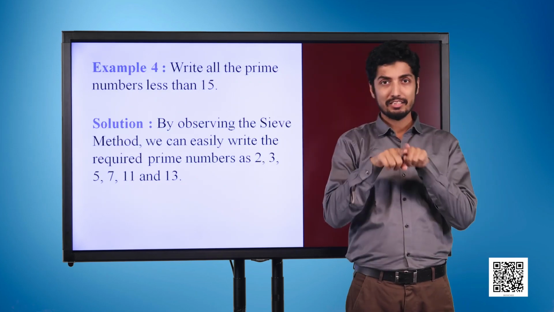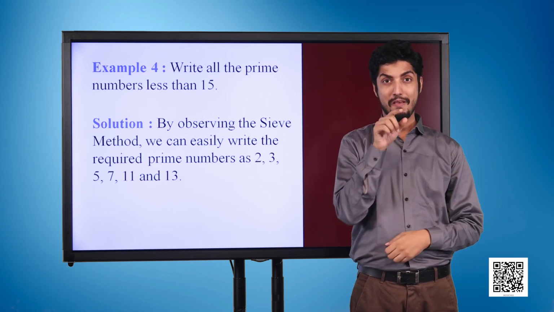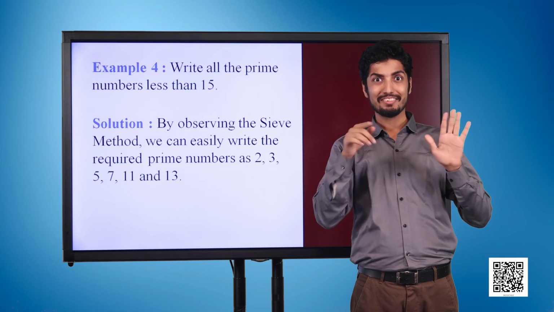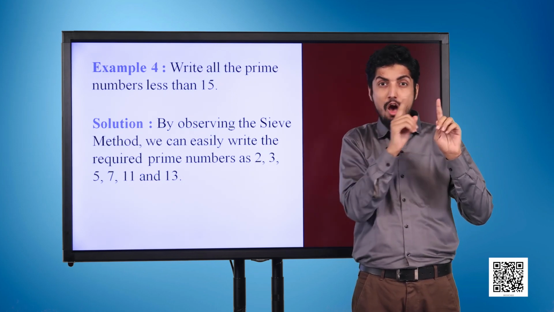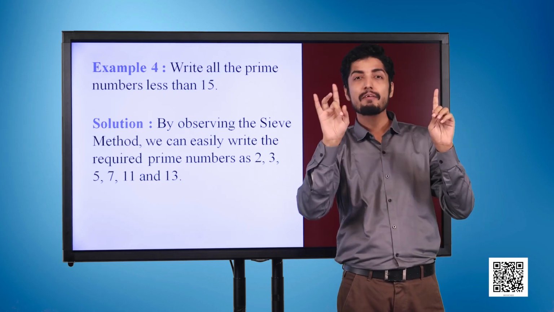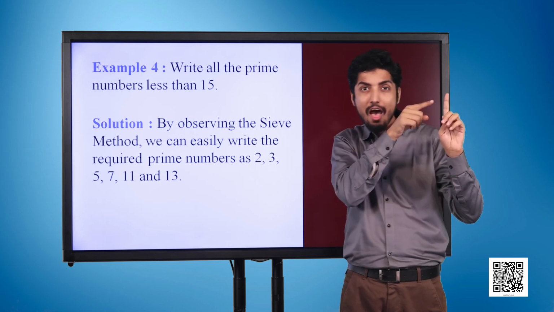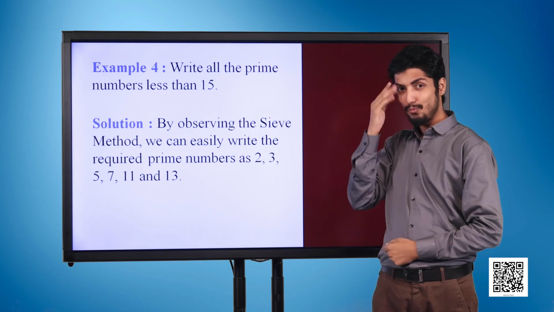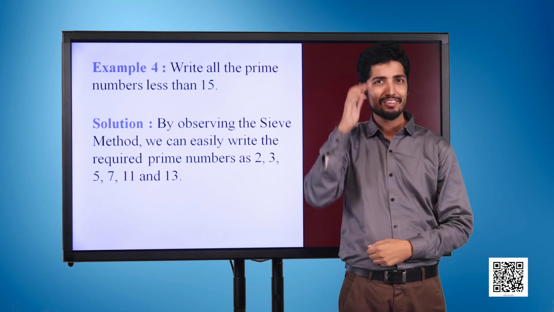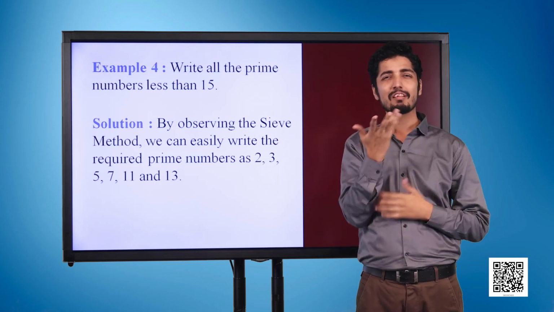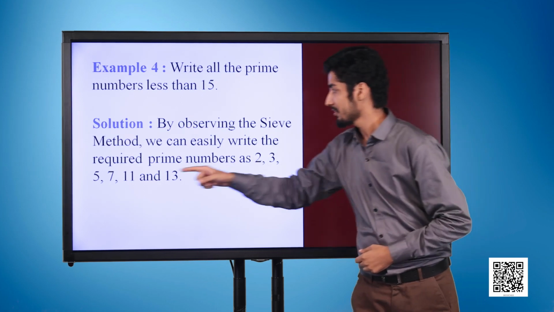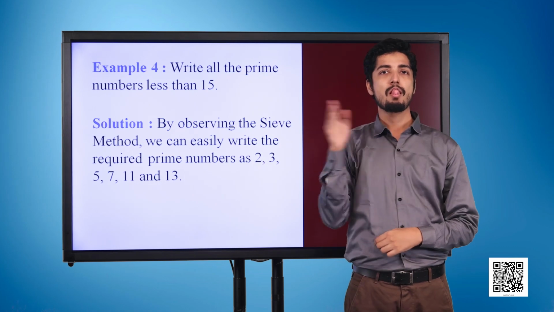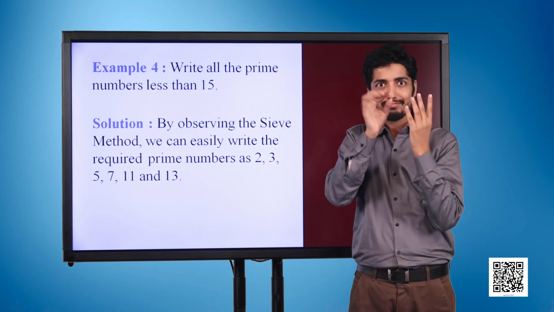Example 4. Write all the prime numbers less than 15. Solution. By observing the sieve method, we can easily write the required prime numbers as 2, 3, 5, 7, 11, and 13.